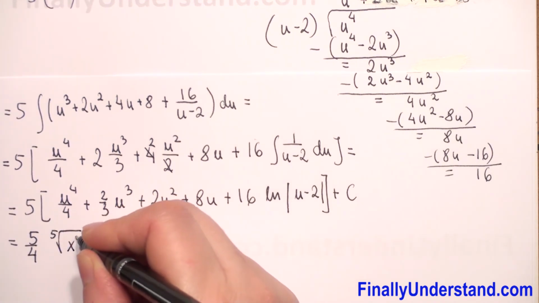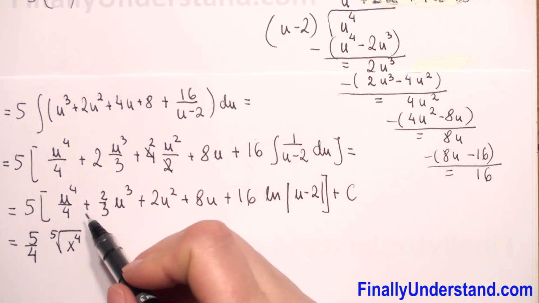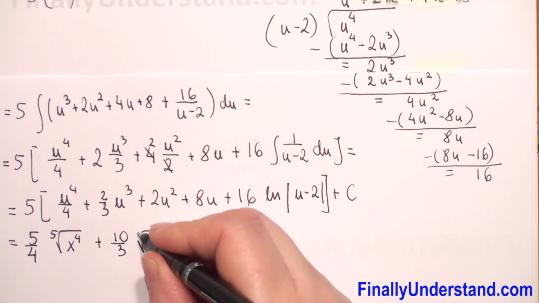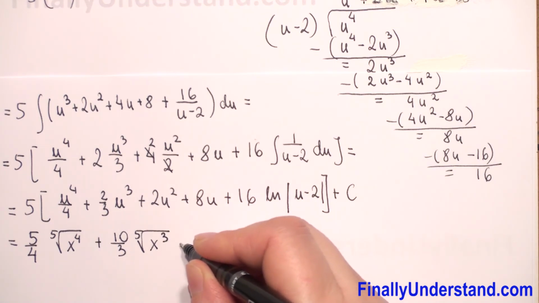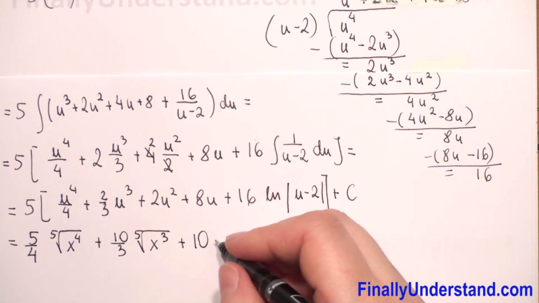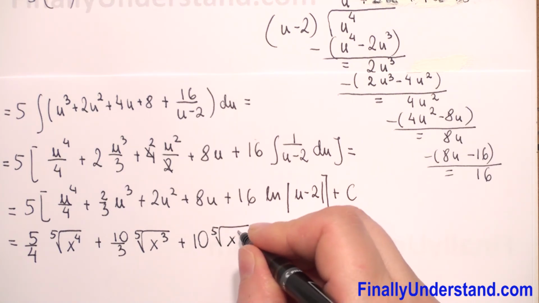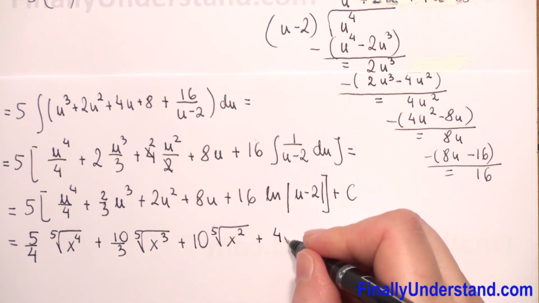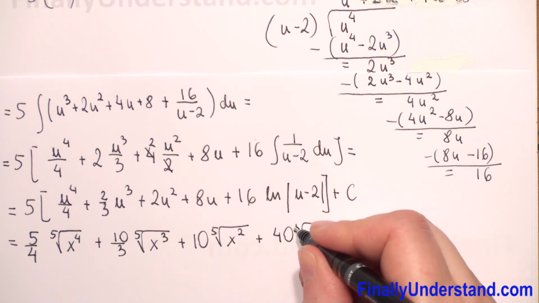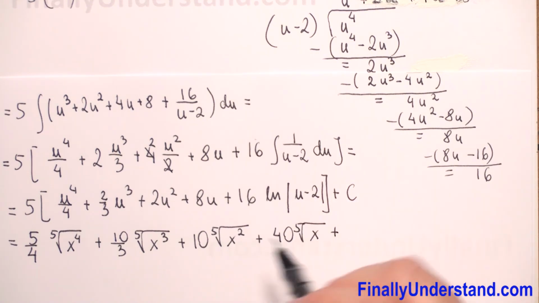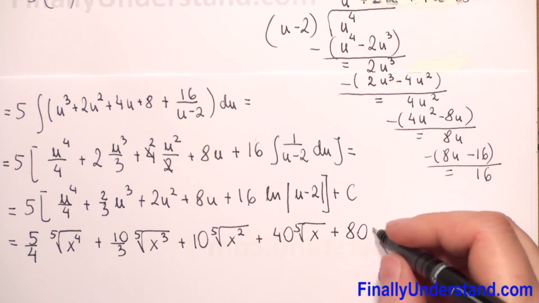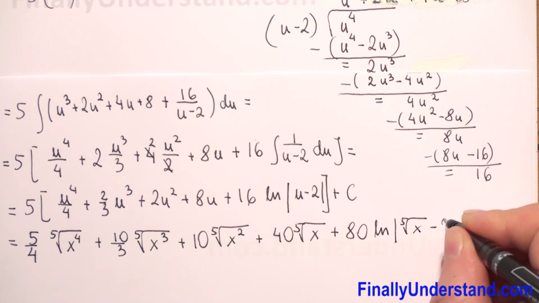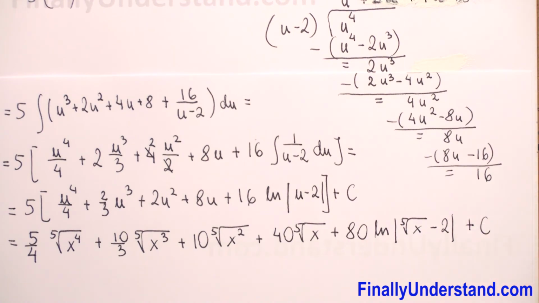5th root of x to the 4th power, plus 5 times 2 over 3 will be 10 over 3, 5th root of x to the 3rd power, plus 2 times 5 is 10, 5th root of x to the 2nd power, plus 5 times 8 is 40, u is equal to the 5th root of x, and we have plus 5 times 16 is 80, natural logarithm of the absolute value of the 5th root of x minus 2, plus constant c. This is my solution.